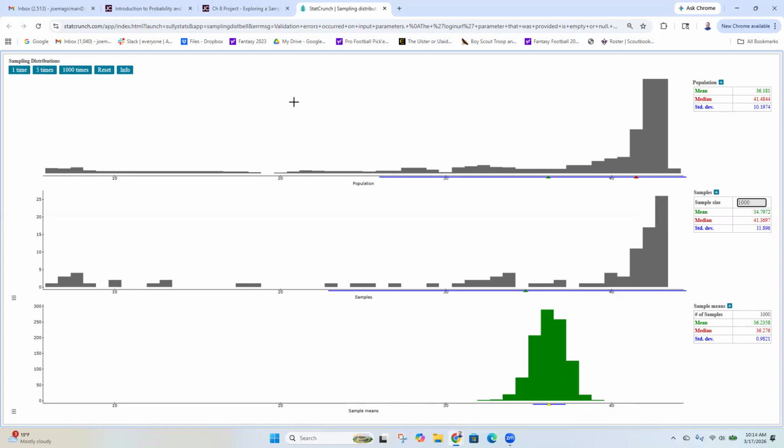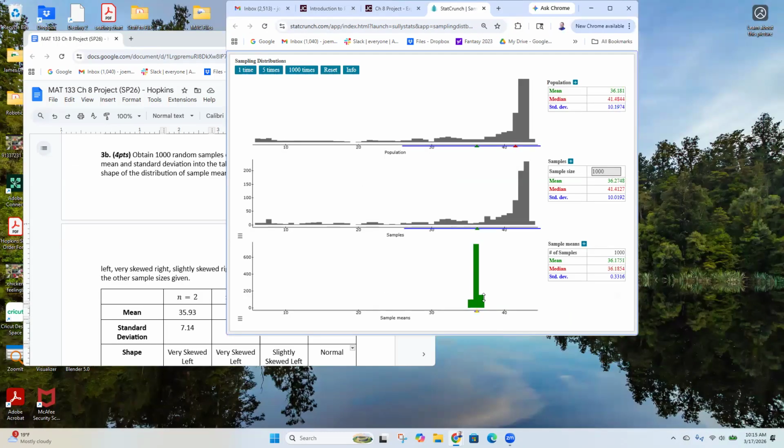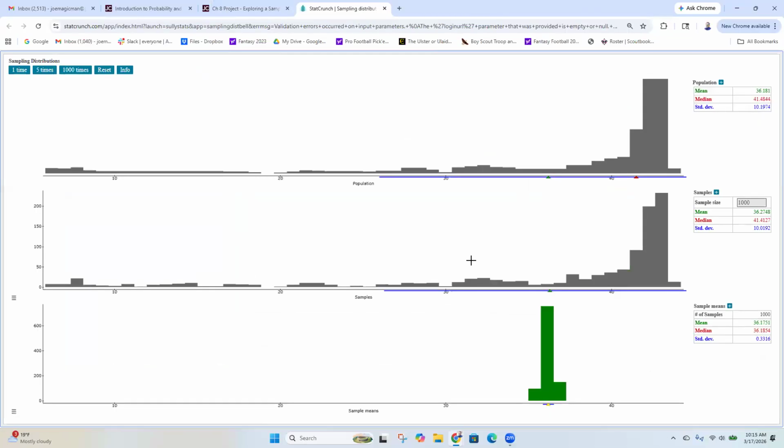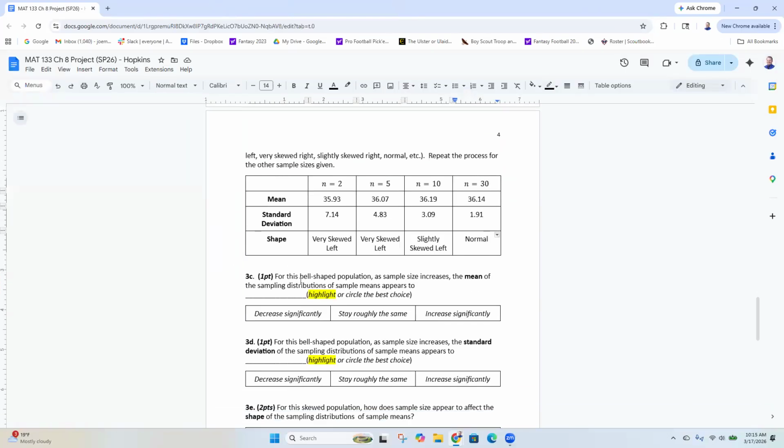What would a sample size of 1,000 look like? It's basically just a single bar. Not very interesting. Well, no, it's because the width of my histogram's too big. Anyway, let's finish up this part 3.